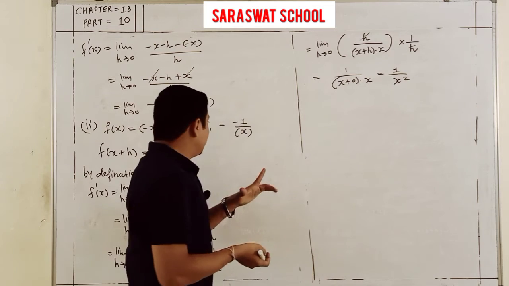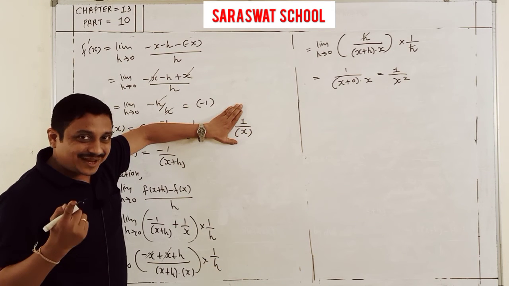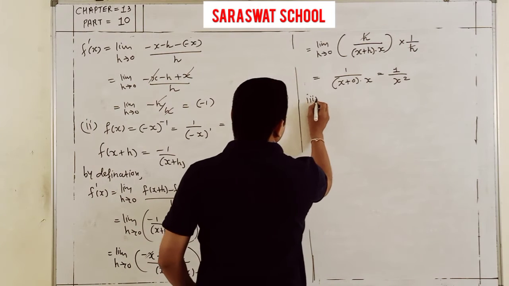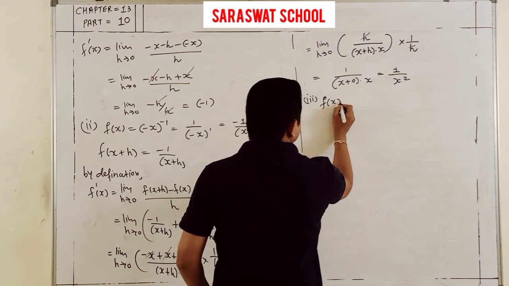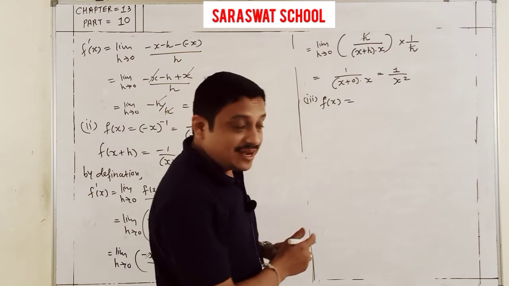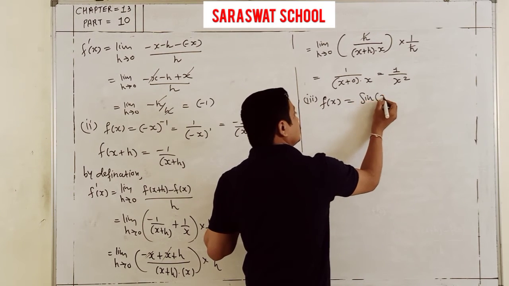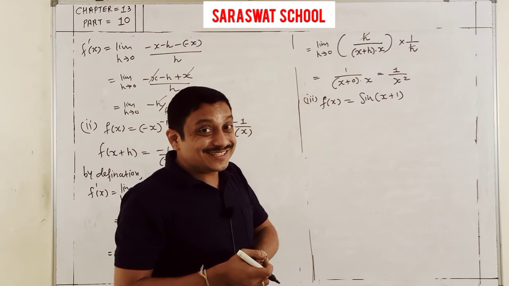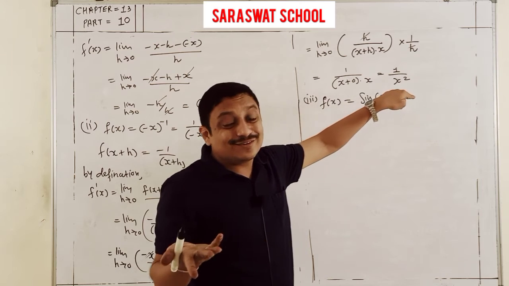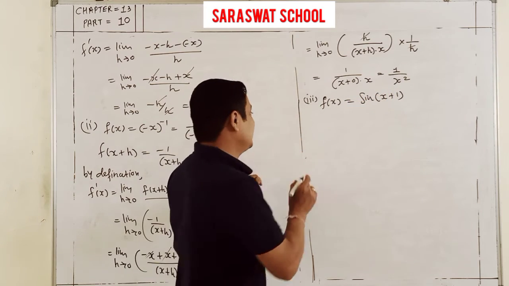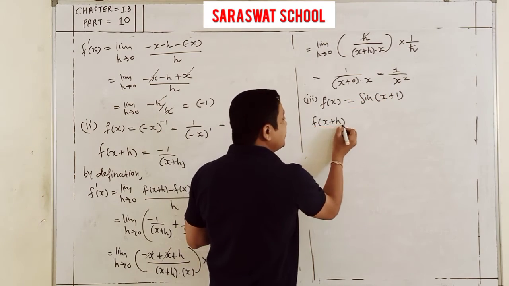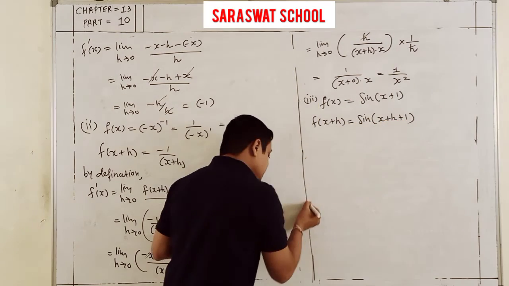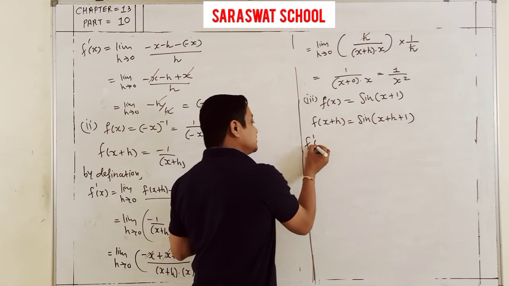You also know directly 1 upon x derivative is minus 1 by x square, and minus it is plus 1 by x square. Now third, f(x) is given which is sine x plus 1. So the direct answer, if you operate, is cos x plus 1. Sine derivative is cos, and x derivative 1, and 1 is 0. So your answer is cos x plus 1. But I will go by definition: sine of x plus h plus 1, and I just operate by the rule of definitions.